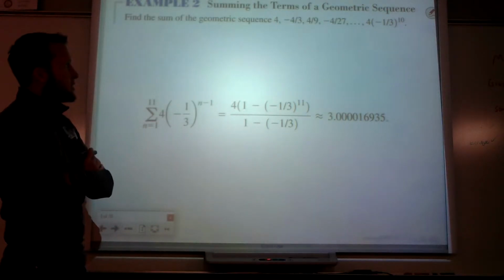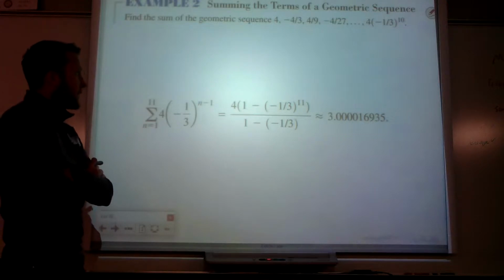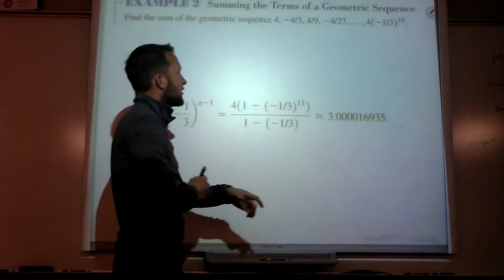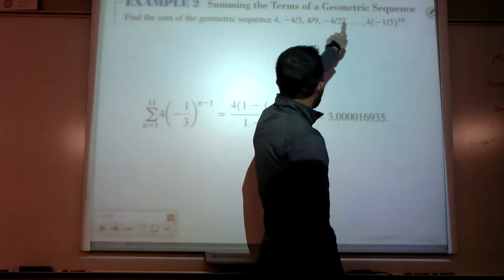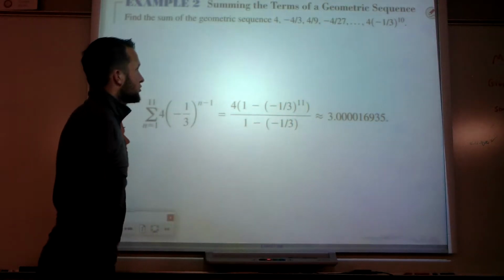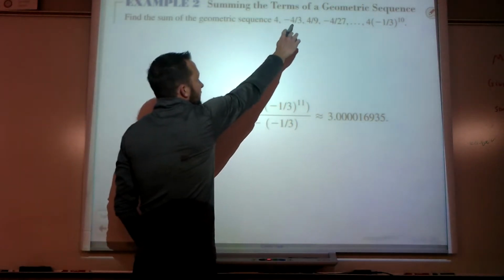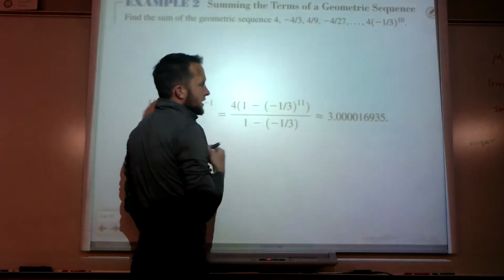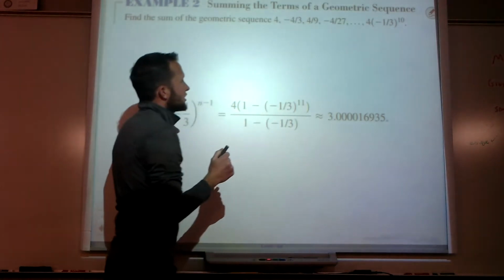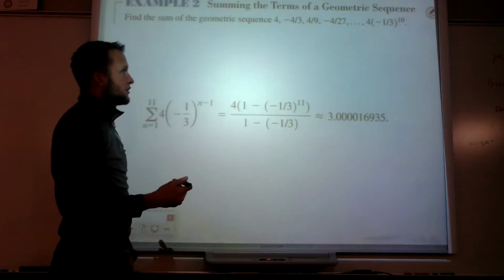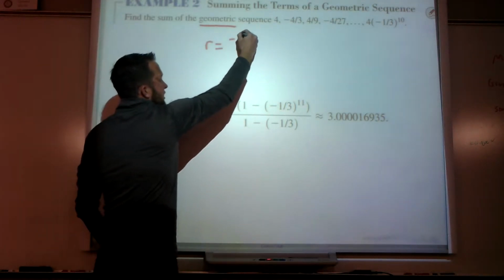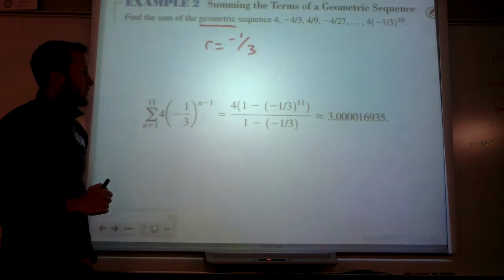We go from 4 to negative 4/3 to 4/9 to negative 4/27, and then you kind of start to see the pattern here. We're doing 4 and we're timesing it by negative 1/3 to a certain power. Because we start out with 4, and how do we get from 4 to negative 4/3? You're timesing it by negative 1/3. And then how do we get from negative 4/3 to 4/9? You're timesing it by negative 1/3. So this is geometric. Our common ratio here is negative 1/3.